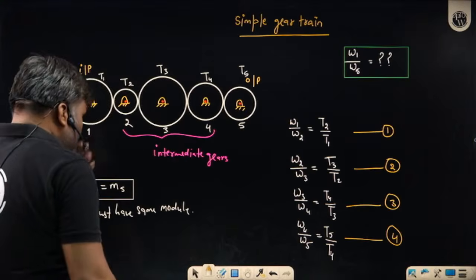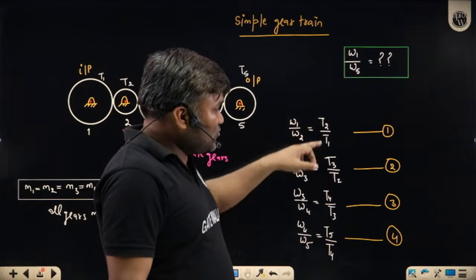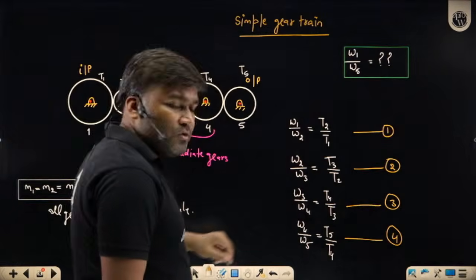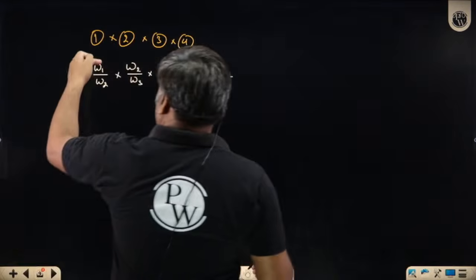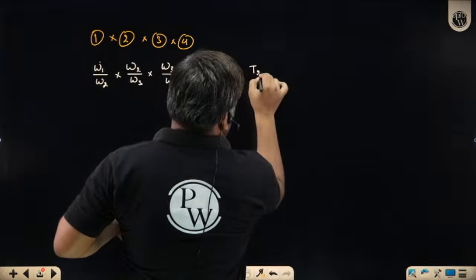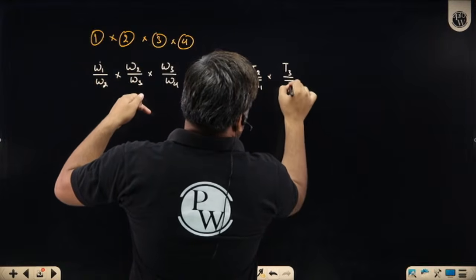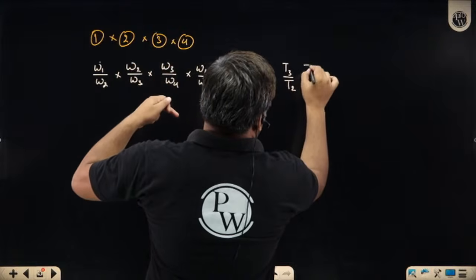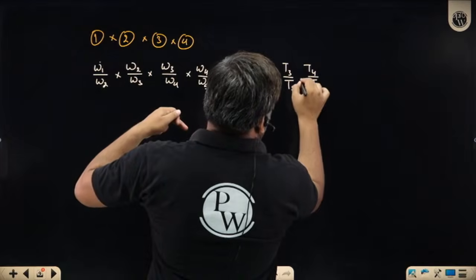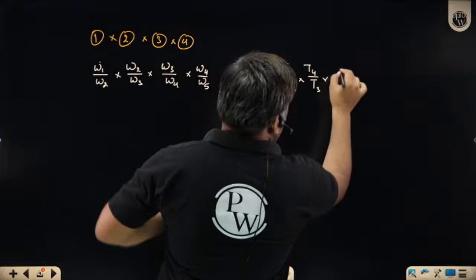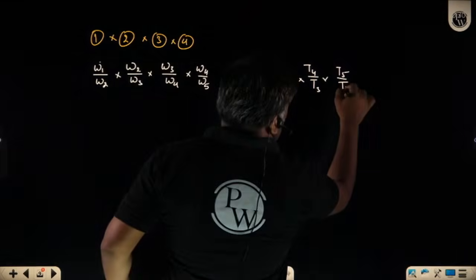What will it be equal to? It will be equal to T2 by T1, T3 by T2 and so on. Write it here. So omega 1 by omega 2 will be T2 by T1, omega 2 by omega 3 will be T3 by T2, omega 3 by omega 4 will be T4 by T3, omega 4 by omega 5 will be T5 by T4. So this is how you have written.